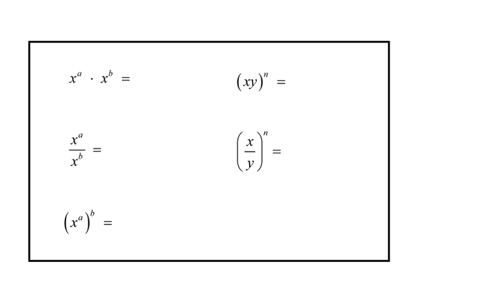So really quickly, when we're multiplying with the same base, what do we do with our powers? Add them. If we have a power on the outside of a bracket, what happens with that power? It applies to everybody inside.